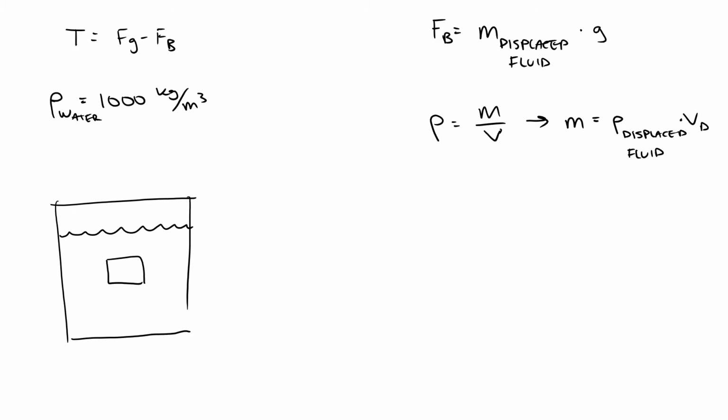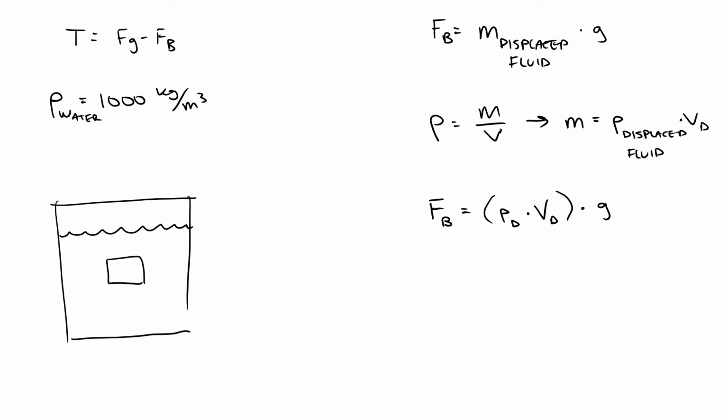So let me summarize that. Instead of writing that all out, I'm going to say the buoyant force is now equal to the density of the displaced fluid times the volume of how much fluid was displaced times gravity, acceleration of gravity. All right.